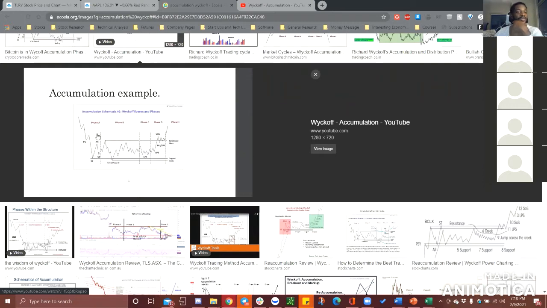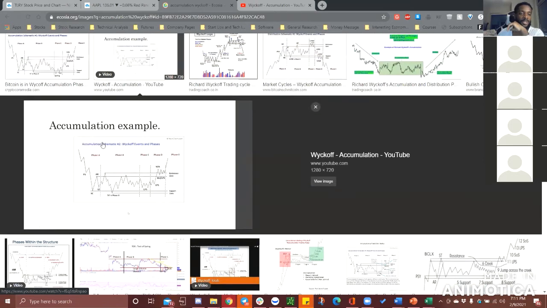There are these phases of what's called accumulation, and accumulation is basically where price moves sideways before it gets ready to go on a bull run. And then distribution is the reverse, where price is moving in a certain way, getting ready to go on a bear run to the downside. So it's going to start downtrending.